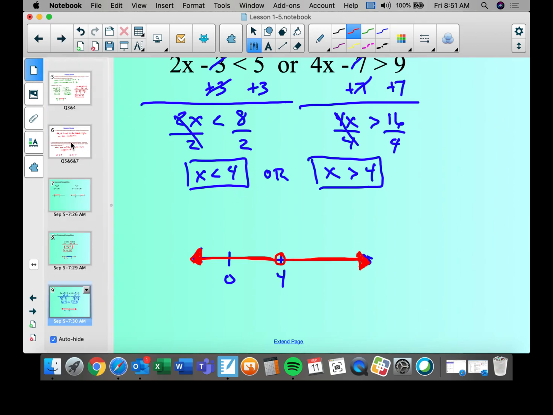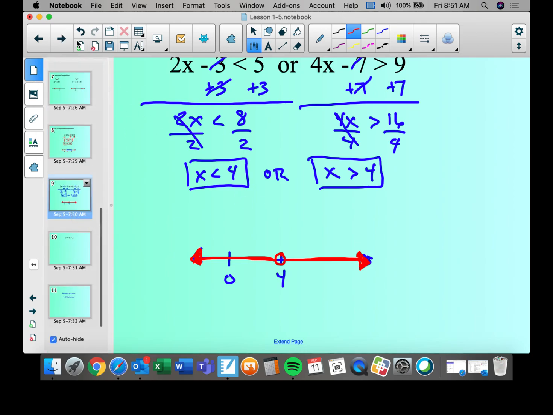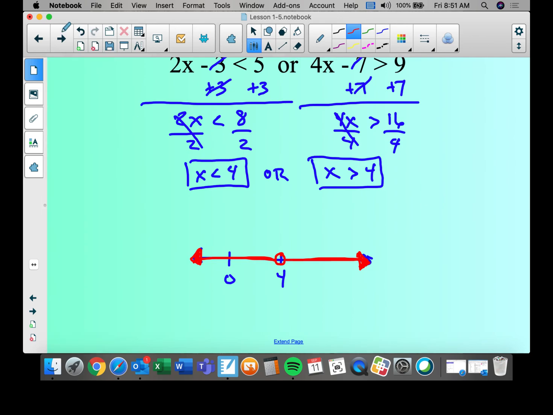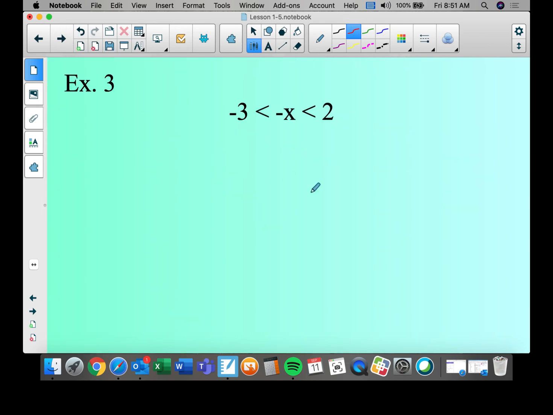All right, I've got one last example for you, and then we'll get into the homework. So this last one, I'm just going to go through it quickly. It's a very quick solve. Notice there's a negative x in the middle. Hopefully right away you notice this is an and type of inequality, so we're going to shade in the middle of the two.